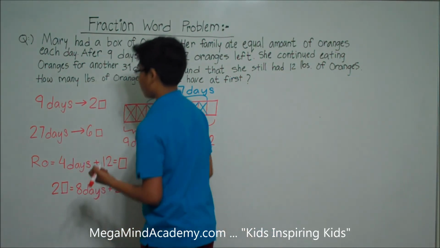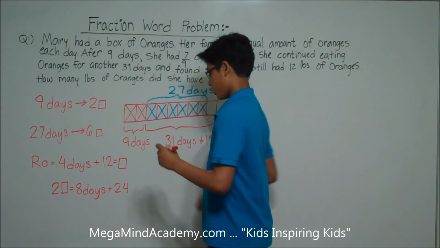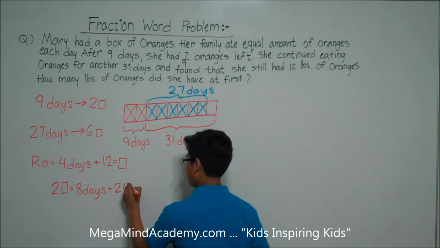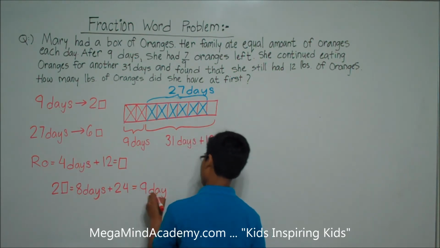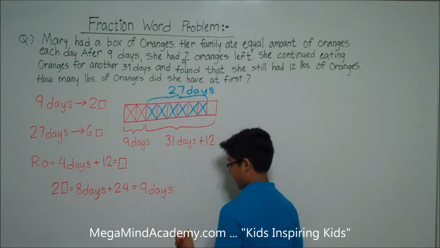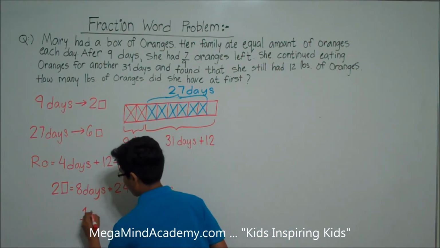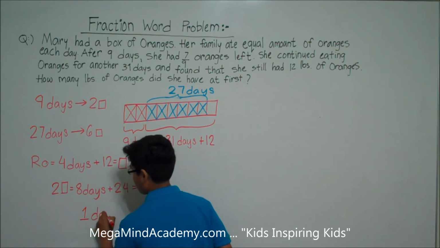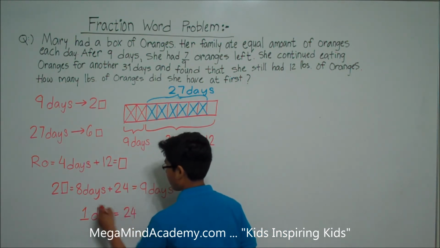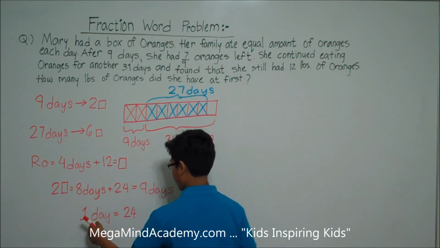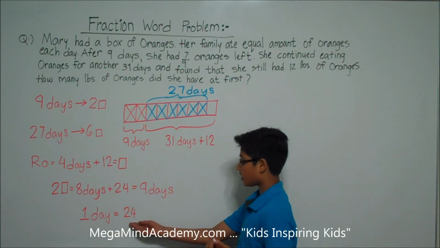But we also know that in 9 days, she consumes 2 units of oranges. So it is equal to 9 days, the amount of oranges eaten in 9 days. So this ends up being that the amount of oranges consumed in 1 day is equal to 24, because 9 minus 8 is equal to 1 day. So the amount of oranges consumed in 1 day is equal to 24.